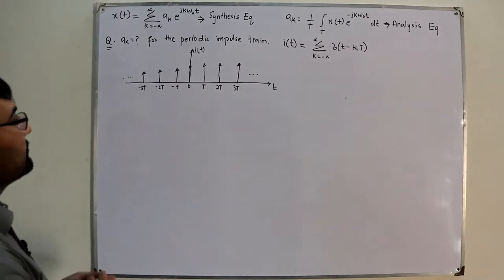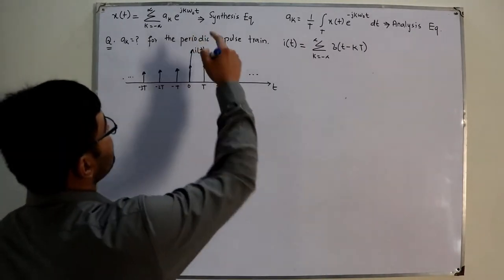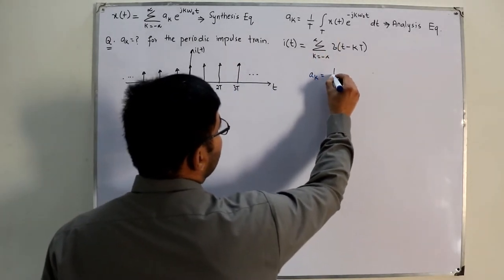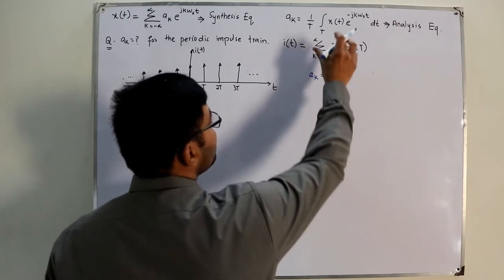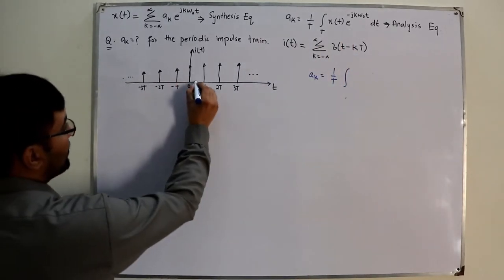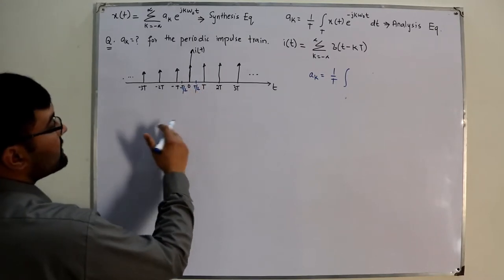Now, we are asked the Fourier coefficients. So, what do I do? I take the analysis equation. So my AK would be 1 upon T, right? We have to take one period. So let me take a period somewhere from here, from positive T by 2 to negative T by 2. This could also be one period, right?